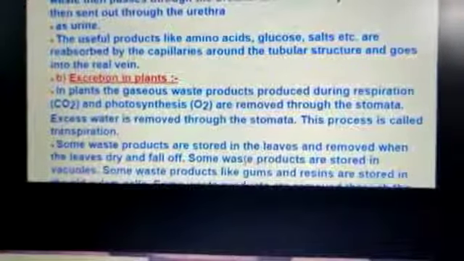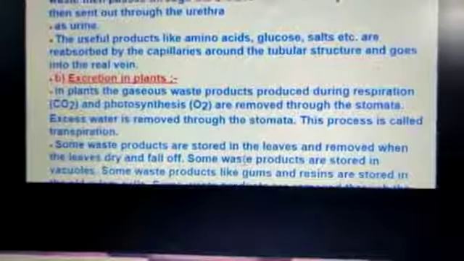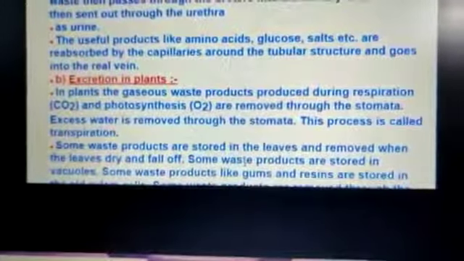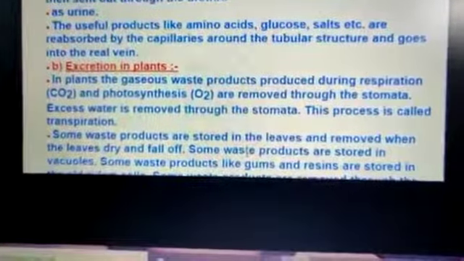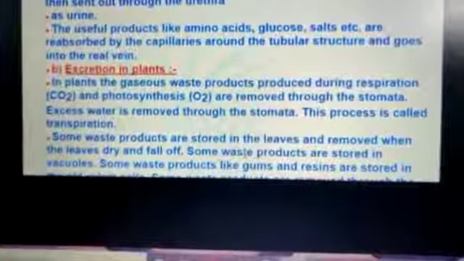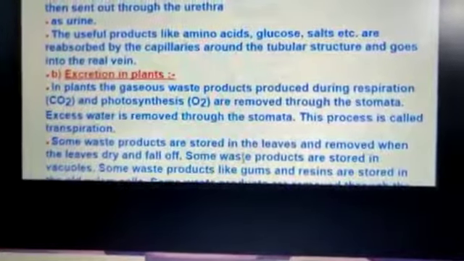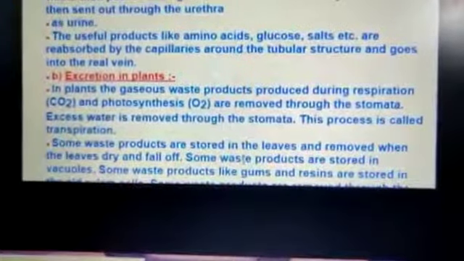So exchange of gases takes place through the stomata. Excess water is removed through the stomata through the process of transpiration. Some waste products are stored in the leaves and removed when the leaves dry and fall off. So see, exchange of gases. Whatever the excess of gases are there, they are removed through the stomata.